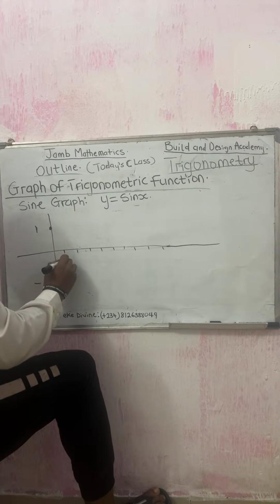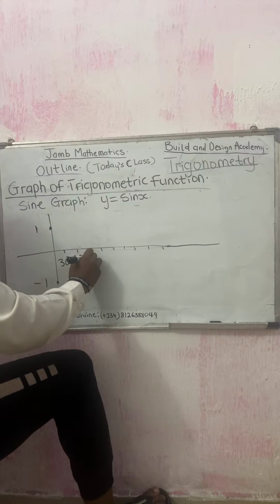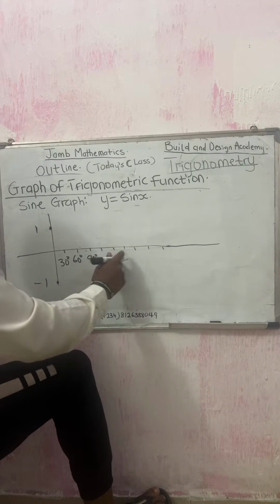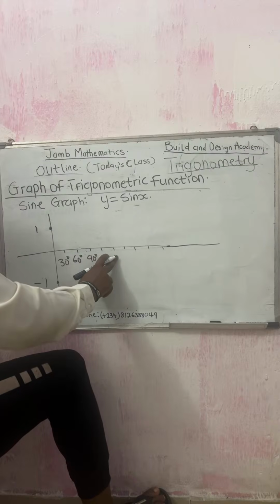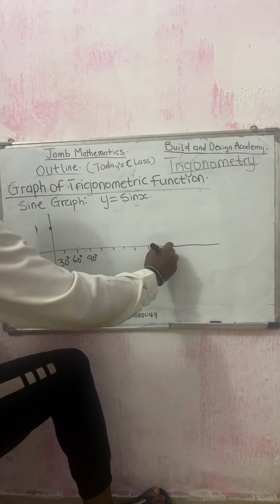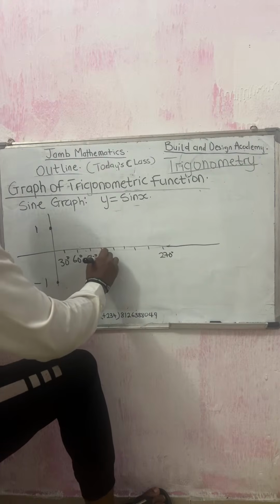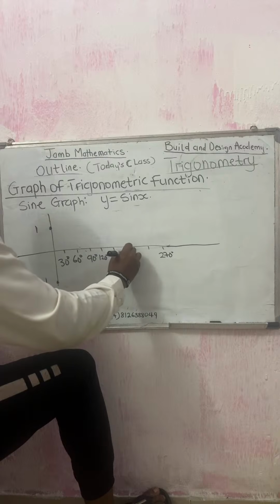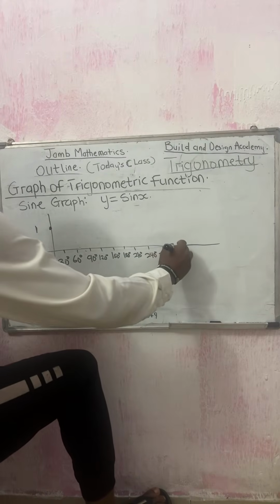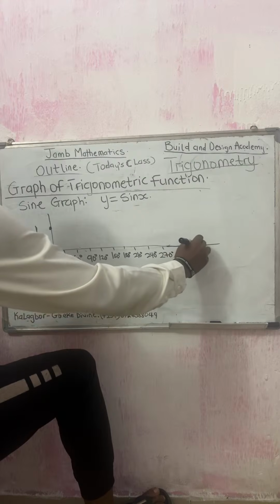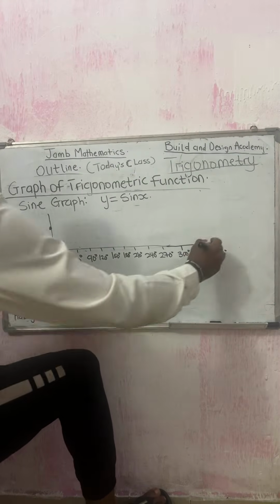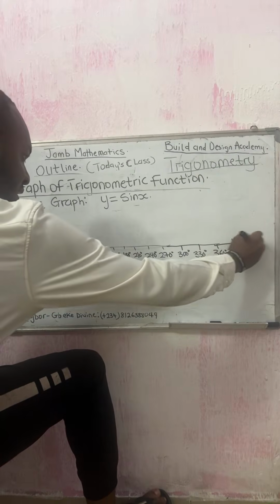So this is 30 degrees, 60 degrees, 90 degrees, 120, 150, 180, 210, 240, 270, 300 degrees, 330 degrees, and 360 degrees. So these are the angles theta.